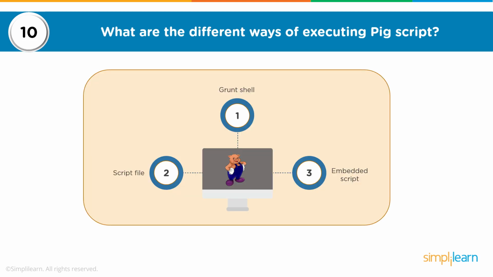What are the different ways of executing a Pig script? You could create a script file, store it as .pig or .text, and then execute it using the pig command. You could bring up the grunt shell, that is Pig's shell. That usually starts in MapReduce mode, but we can also bring it up in local mode, and we can also run Pig as an embedded script in another programming language. So these are the different ways of executing your Pig script.